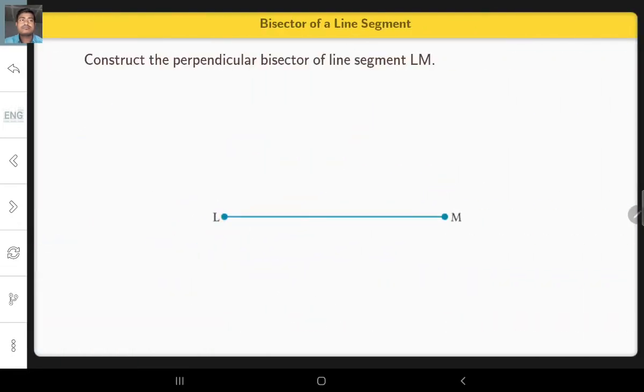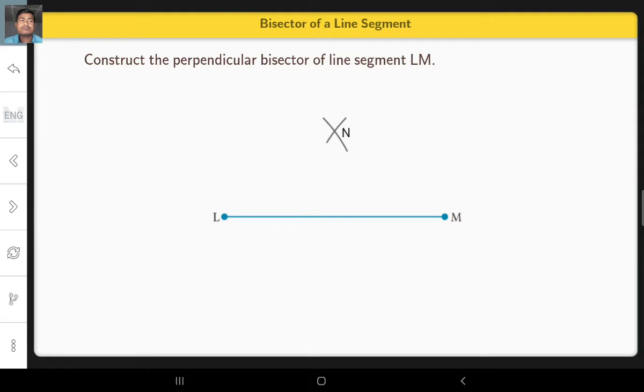Let's look at the construction of the perpendicular bisector of a line segment. Here we have a line segment LM. Taking L and M as centers and using the same radius, draw two arcs intersecting at point N above LM.